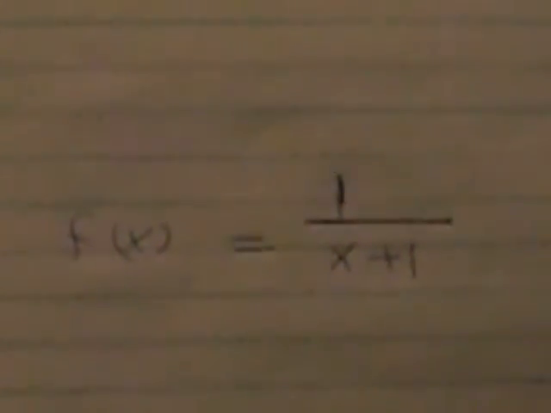The third case will be when x exists in the denominator, like a fractional function or rational function. An example for that would be f of x equals 1 over x plus 1. I hope you can all see example number 3. F of x equal 1 over x plus 1.